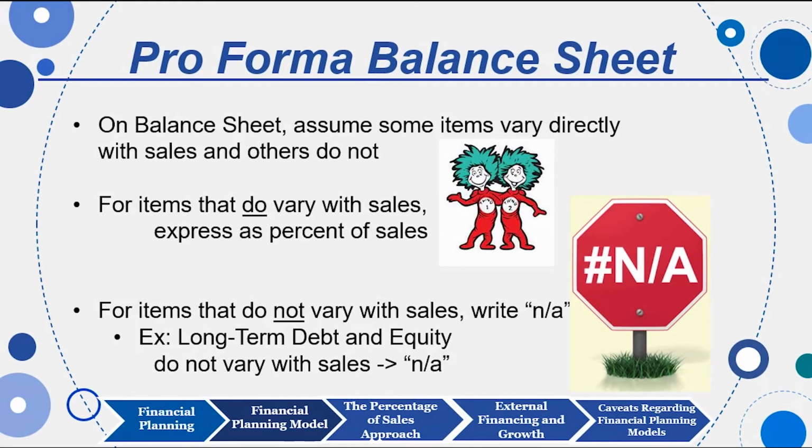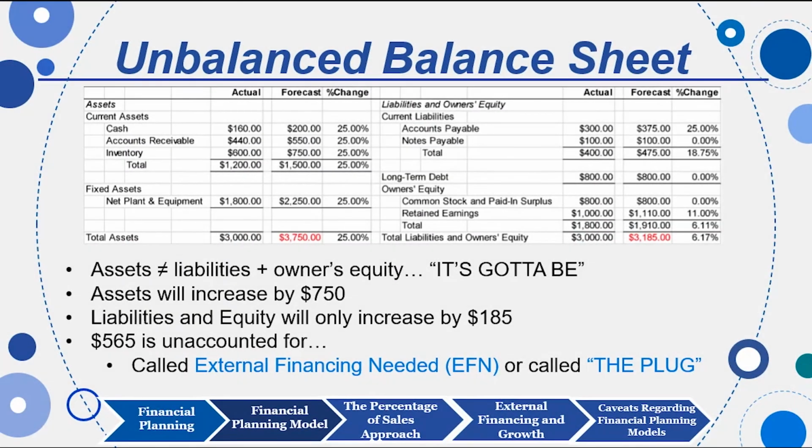Some items vary with sales. Again, if you have a multi-line item income statement and multi-line item balance sheets, some of those items will vary directly with sales and others will not. In this example, long-term debt and equity did not vary with sales. I think only accounts payable in the Rosengarten example in the book varied with sales.